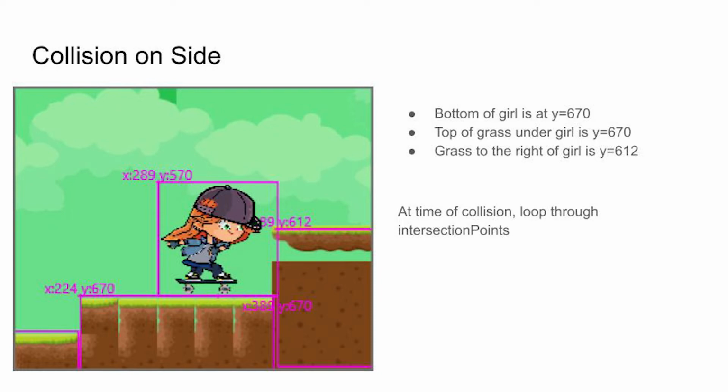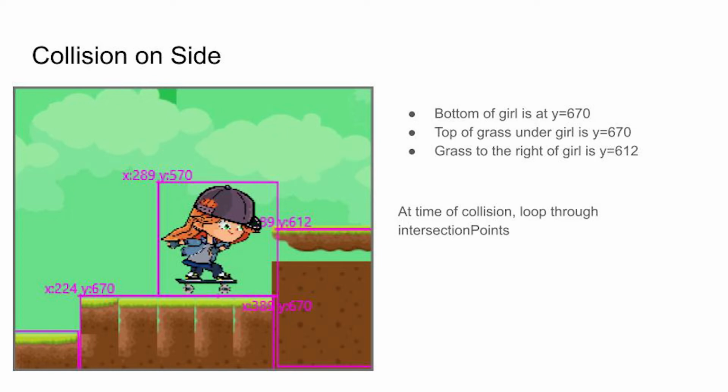So using the onCollision method within the Flame game system, you can iterate through it and check to see what the coordinates are when the girl intersects. The bottom of the girl is at a Y coordinate of 670. This is the same coordinate as the top of the grass that her skateboard is on. If she collides to the right, the intersection point will be at 612.